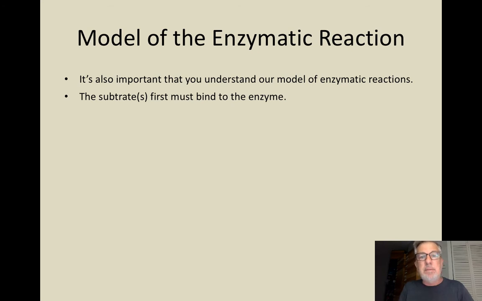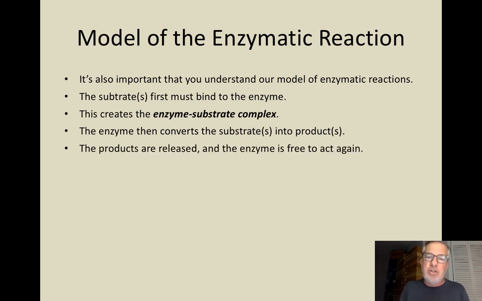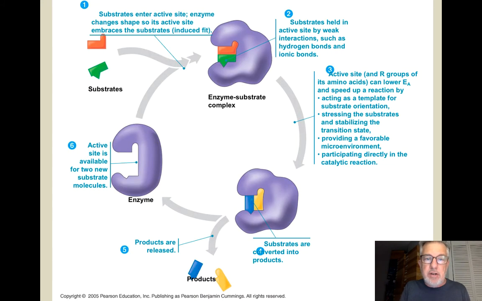It's also important that you understand our model of enzymatic reactions. The substrate has to bind to the enzyme, as I just showed you. This creates the enzyme-substrate complex. The enzyme then converts the substrate into products. The products are released, and the enzyme is free to act again. And here's what that process looks like in a drawing.